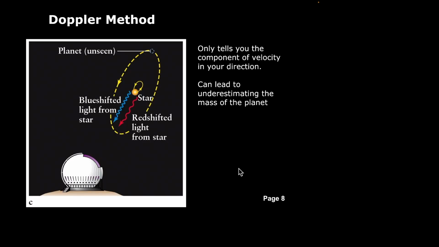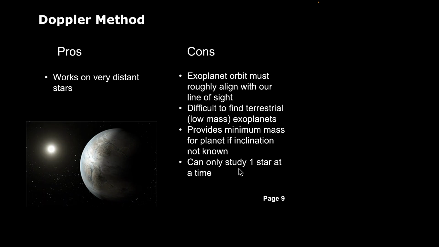Here's an illustration that shows that in a different way. Note that it only tells you the component of velocity in your direction, which can lead to an underestimating of the mass of the planet. The one advantage of the Doppler method is it can work on very distant stars.